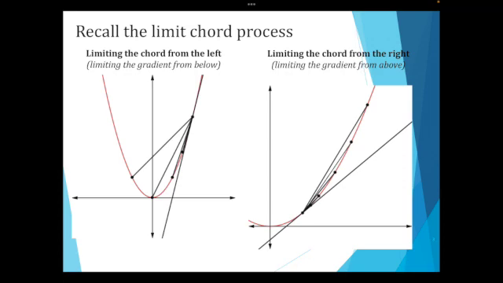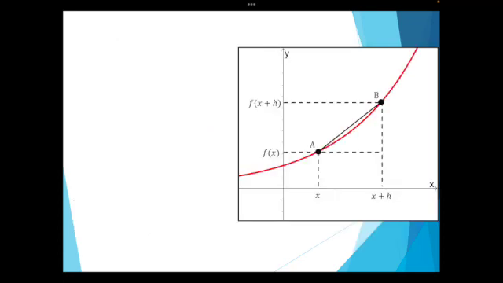Now, last lesson I showed you the limiting chord process. You can find the gradient at a point of any function by using the limiting chord process, either moving from the left or moving from the right until you can get the tangent.